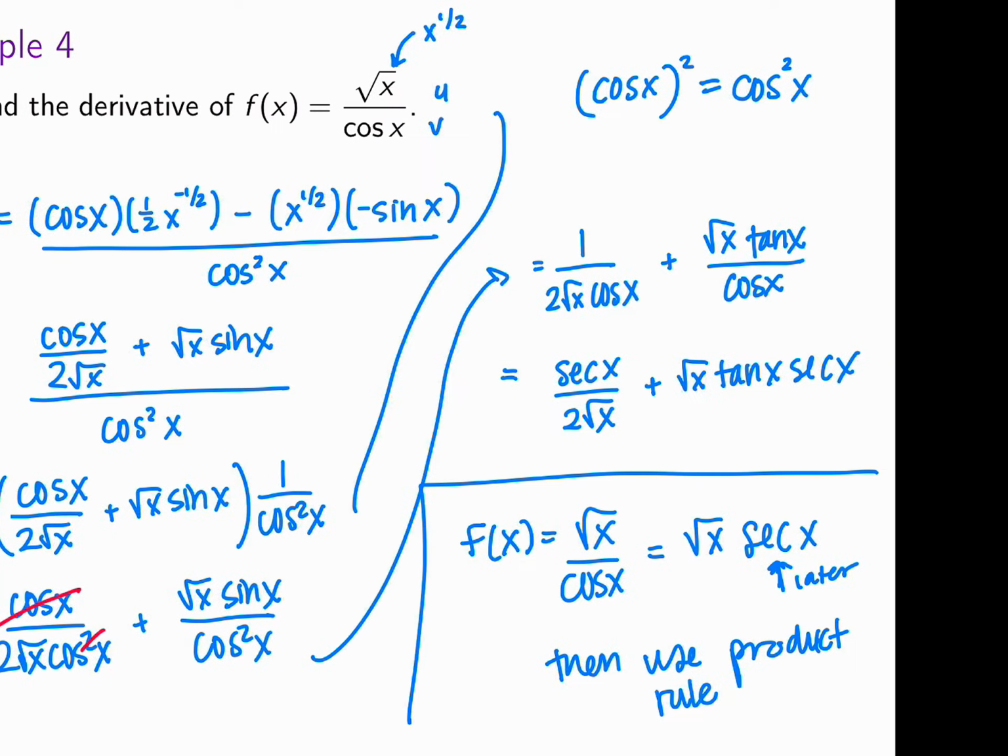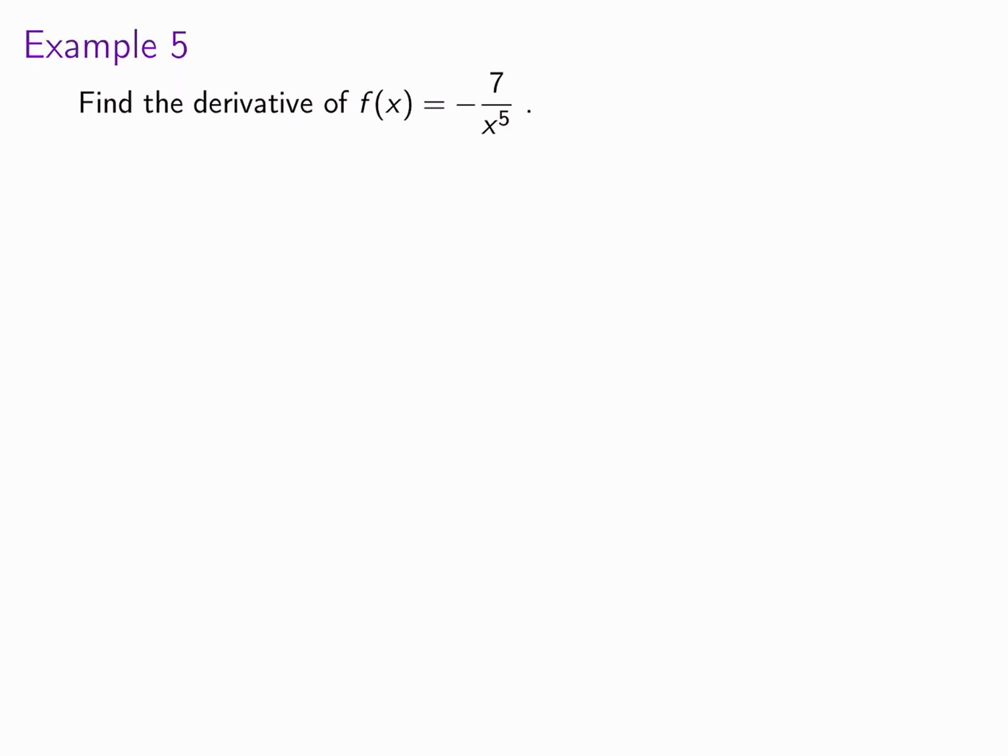All right. Let's find the derivative of -7 over x to the 5th. So if we jump in and we know, okay, we're in the quotient rule section, we might think, okay, that's u and that's v, and start going with the quotient rule. However, I'm going to simplify first. This is a great case of where doing a little extra work at the beginning makes the derivative much easier. So this is -7x to the -5. This is just a power rule situation.